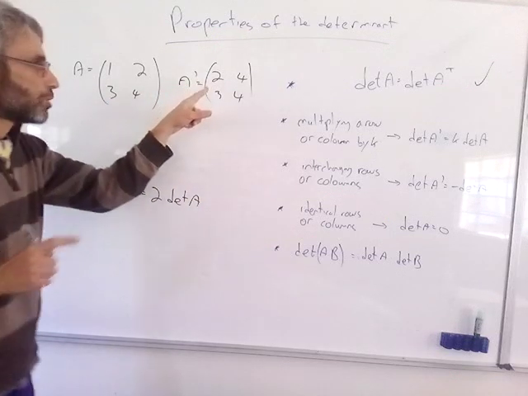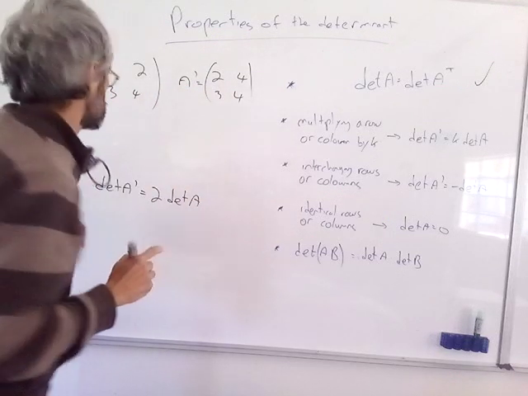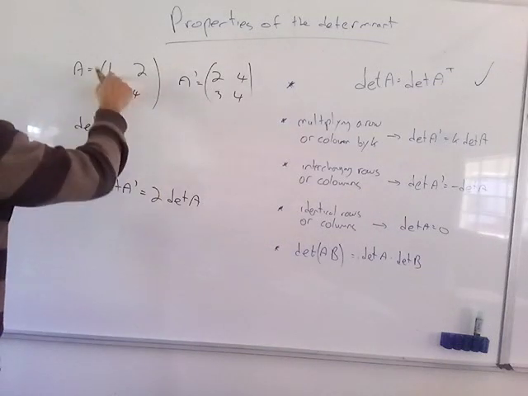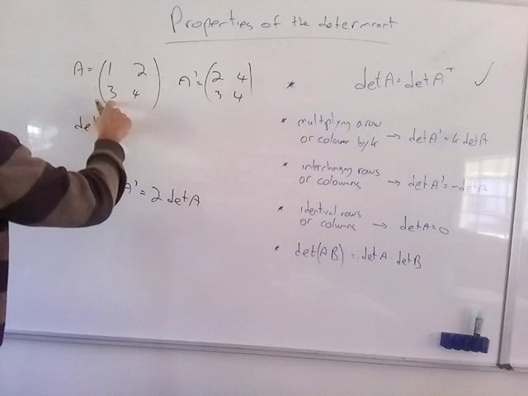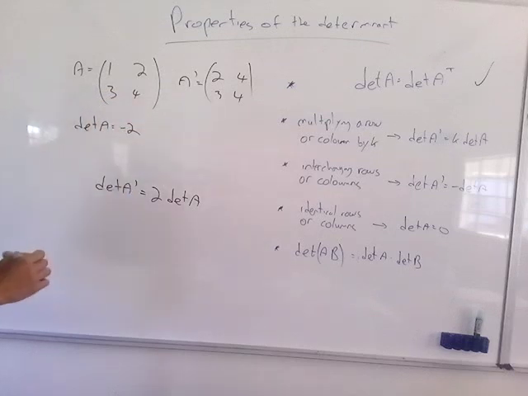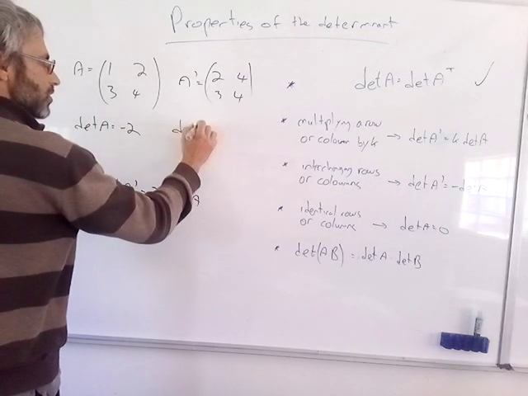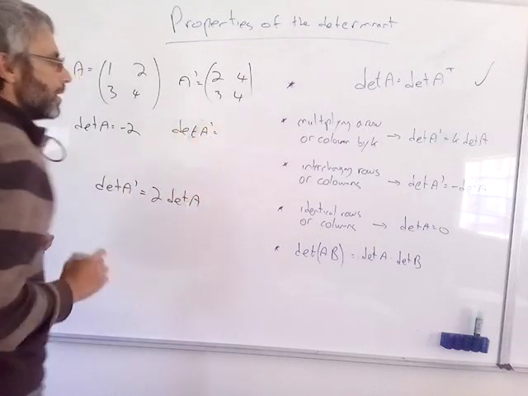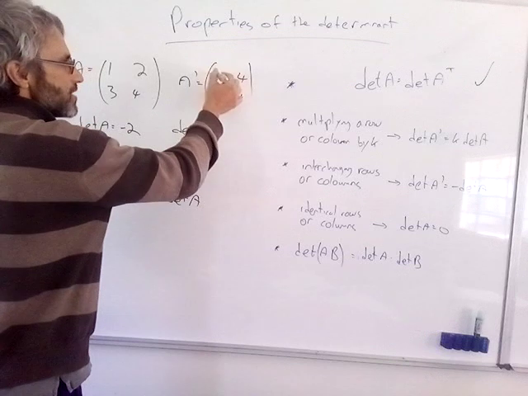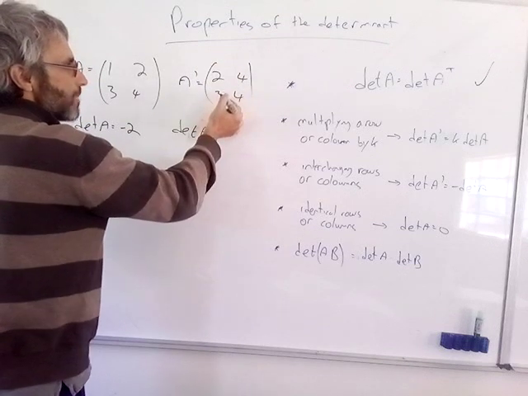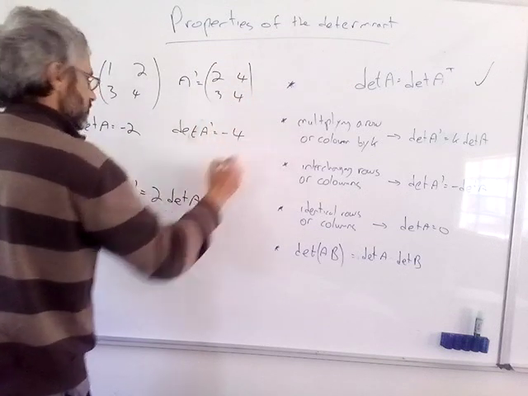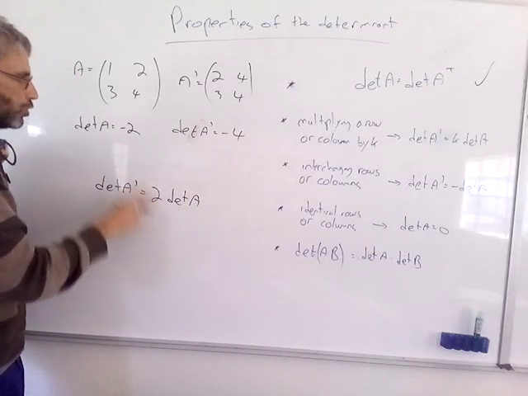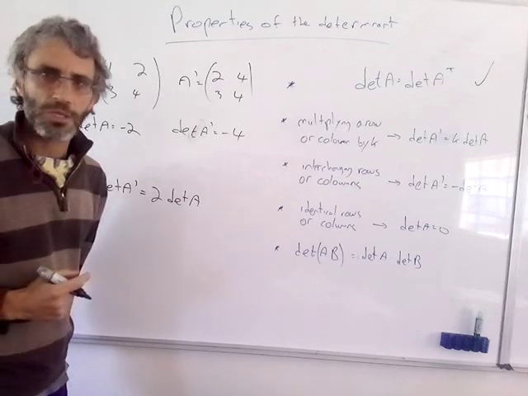Because all I did is multiply one row by 2. Let's find out, okay? So the determinant of A is going to be 1 times 4 minus 2 times 3. It's, I think, minus 2. And the determinant of the new matrix is 2 times 4 is 8, 8 minus 12 is minus 4. And you can see that's correct, okay? So minus 4 is equal to 2 times minus 2. So it does work, okay?